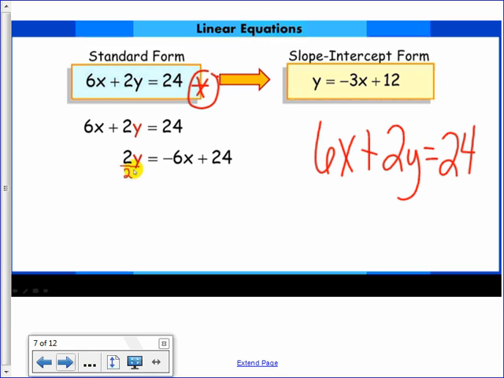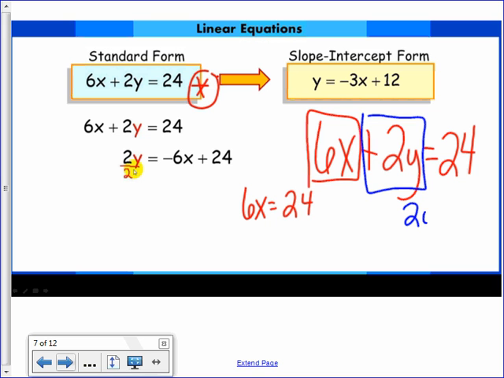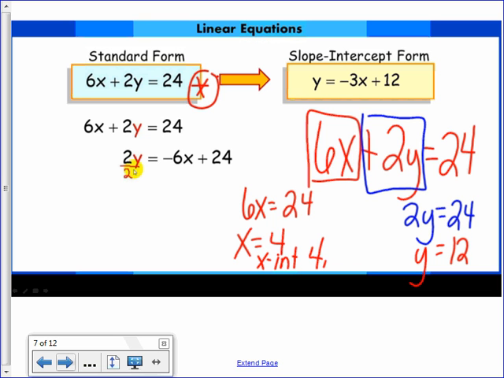Do you remember what we did? We set the y value equal to 0, so we said 6x equals 24. And then we set the x value equal to 0, so we said 2y equals 24. We solved this one for x equals 4. And we set this one for y equals 12. Therefore, we cross the x-axis at 4, or the x-intercept, where it crosses the x-axis is 4, 0. And where it crosses the y-axis is 0, 12.